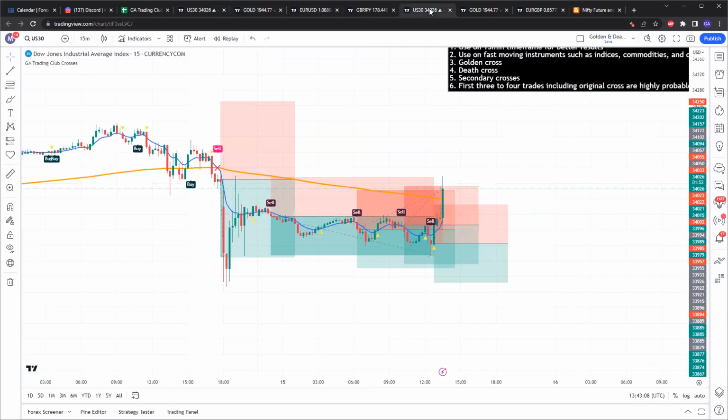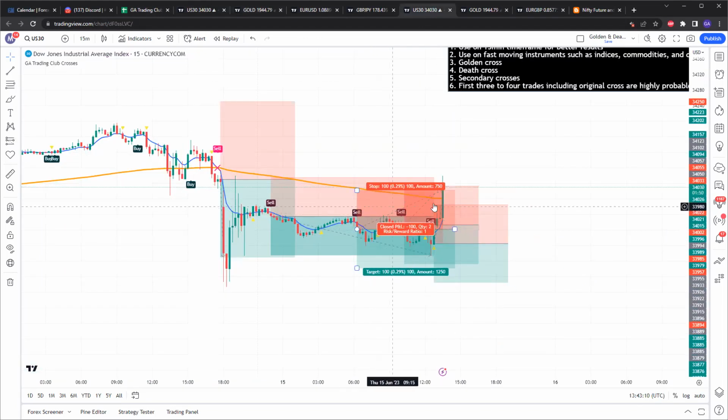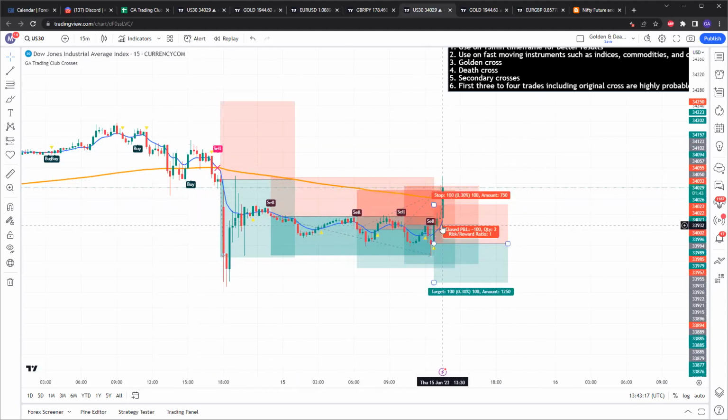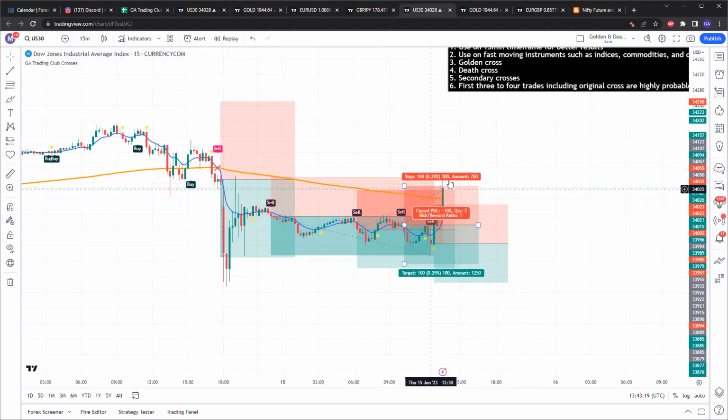Yeah, US 30. I got stopped out of 3 trades, but it's fine because I'm already up like 8% for the day. So we might get a buy here on US 30. We might get a cross buy.